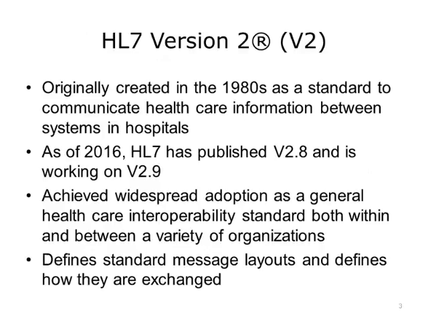HL7 version 2 was originally created in the 1980s as a standard to communicate healthcare information between systems and hospitals. As of 2016, HL7 has already published HL7 version 2.8 and is working on version 2.9. HL7 version 2 has achieved widespread global adoption as a general healthcare interoperability standard, both within and between varieties of organizations. HL7 version 2 defines standard message layouts and the rules on how they are exchanged.